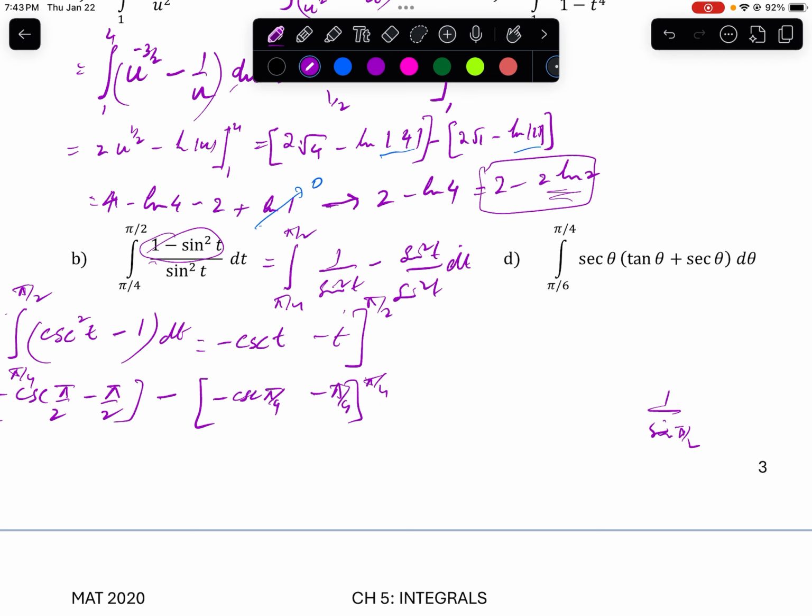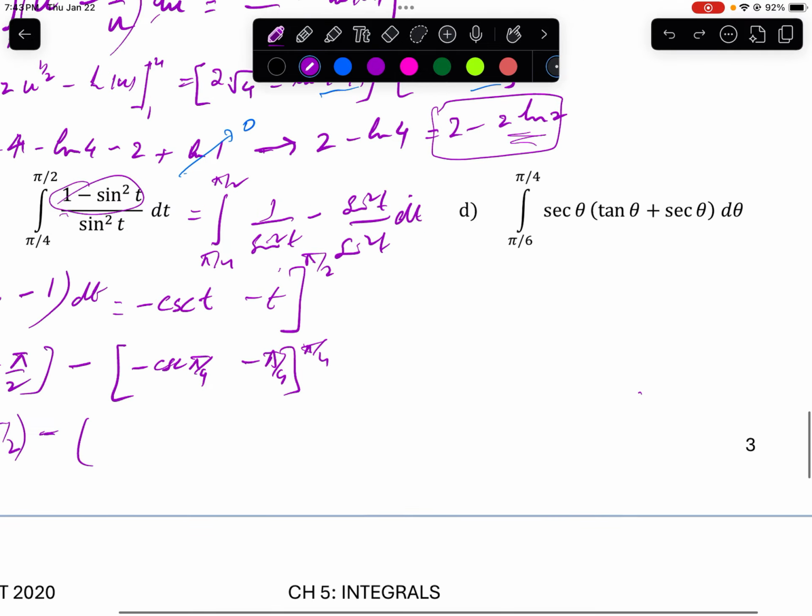So I get negative 1 minus pi over 2 minus negative cosecant of pi over 4. Remember, it will be 1 over sine of pi over 4. What is sine of pi over 4? Root 2 over 2. So sine of pi over 4 is equal to square root of 2 over 2.